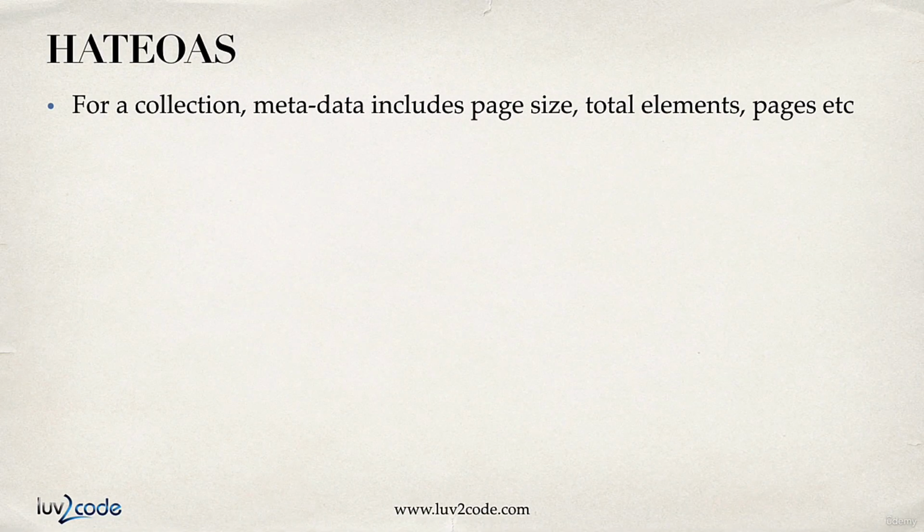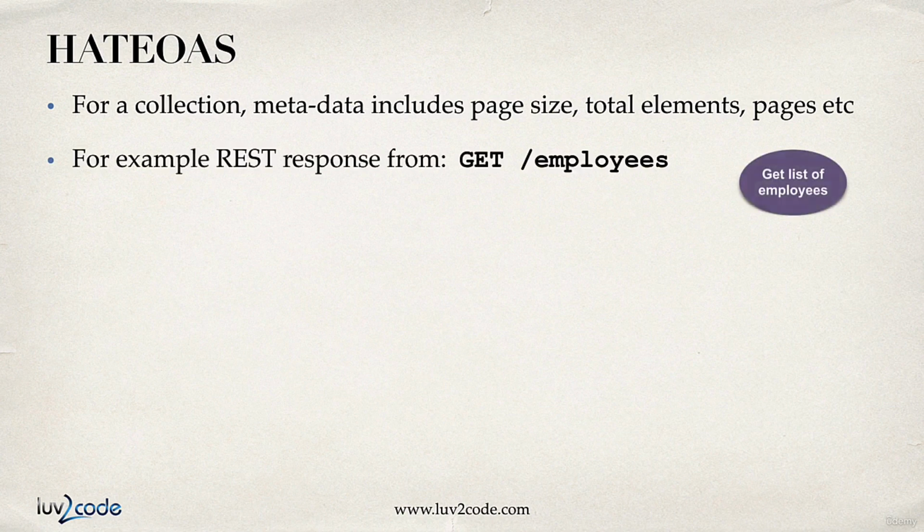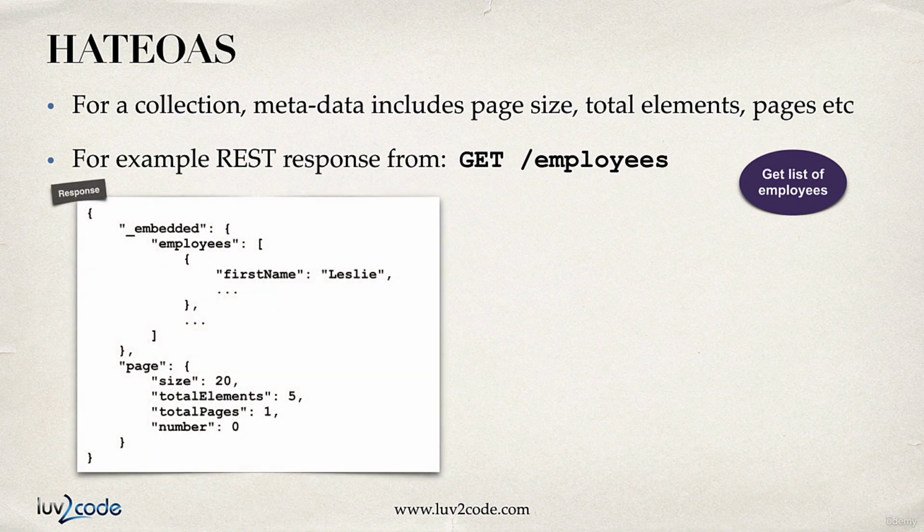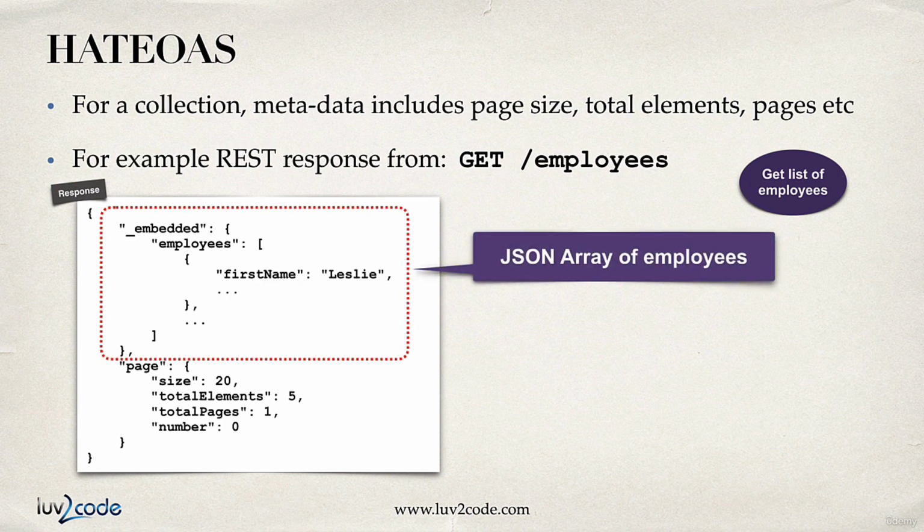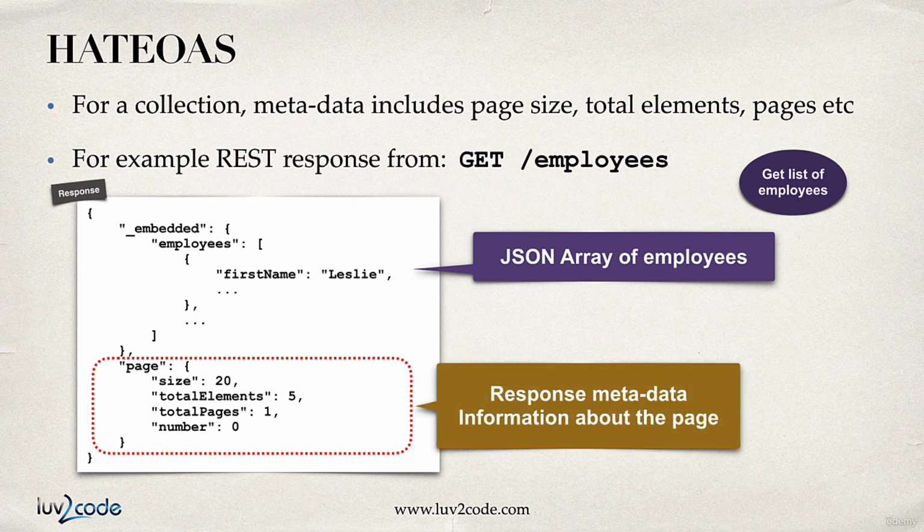Now for a collection, the metadata includes the page size, the total number of elements, the pages, and so on. So if I wanted to get a list of employees by doing a get/employees, then the JSON response will be this piece of information here. And up top, we have an embedded, a JSON array of employees for all the different employees there. And then down at the bottom, we have metadata about the page or information about the page. So the size of the page, the total number of elements, pages, number, and so on. And I'll talk more about configuring the page sizes a little bit later.